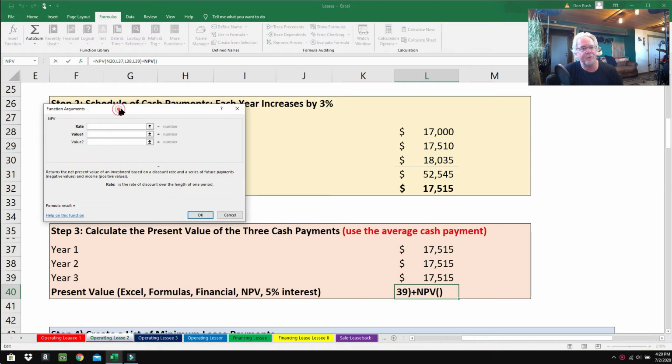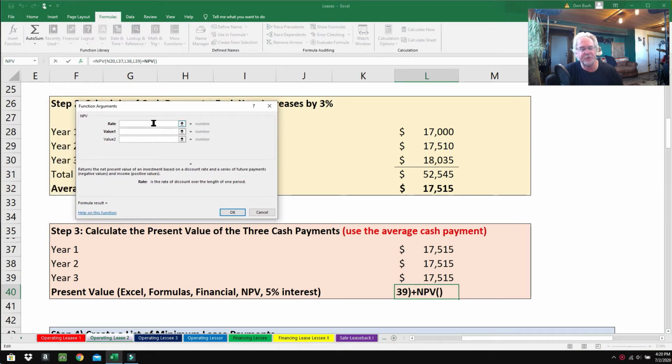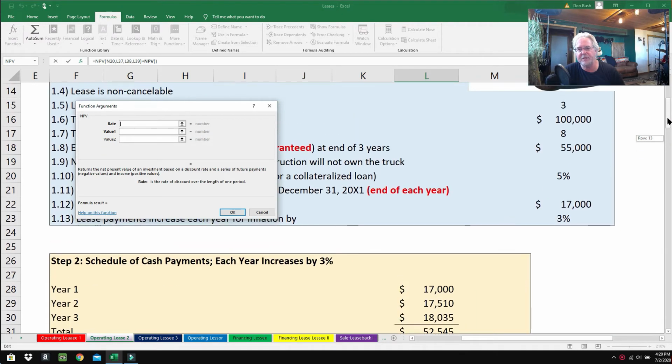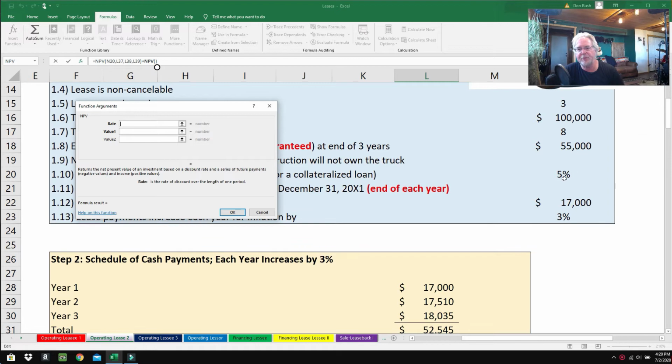And if the print is a little too small to read on your screen, I'll read it too. So the first line here is rate. What's the interest rate? So you got to go find the interest rate, and it's up here. If we look in the information, that's why I like doing this. The interest rate we're going to use is 5%, so you just click on it. There you go.